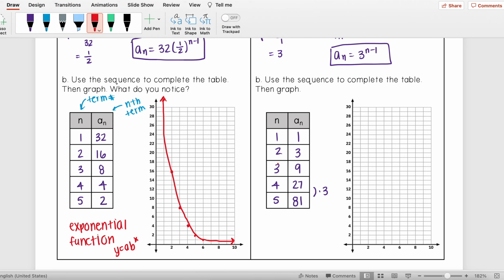And then I can go ahead and graph it. So I'm at 1, 1, 2, 3, 3, 9, 4, 27, and then 5 will go off the graph. So I'm going to go ahead and just stick with those 4, and I get that for my graph.